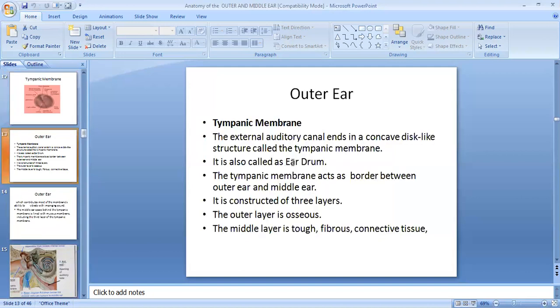The external auditory canal ends in a concave or disc-like structure called the tympanic membrane. It is also called the eardrum. The tympanic membrane acts as a border between the outer ear and middle ear. It is constructed of three layers. The outer layer is osseous, middle is tough, fibrous connective tissue.